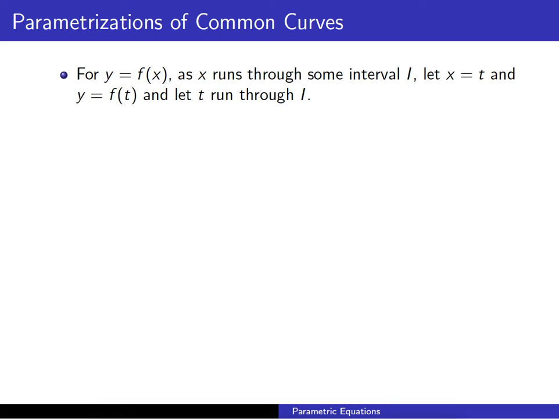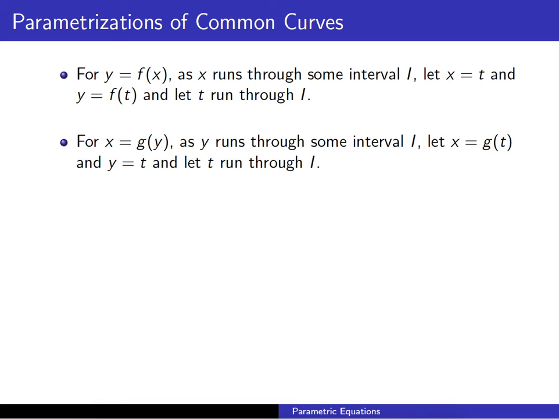minus 3x plus 1, as x runs through some interval, which we'll call I for interval in this video, then the parameterization is fairly easy if we just let x equals t and substitute that value of t into our function and let t run through that interval. So instead of y equals x squared minus 3x plus 1, it'd be y equals t squared minus 3t plus 1. So fairly simple process for y as a function of x.